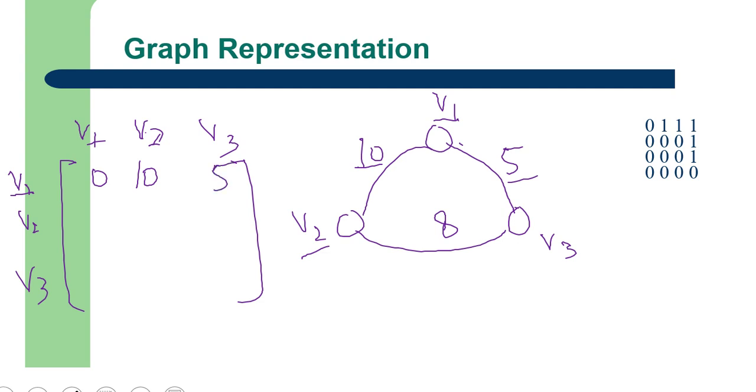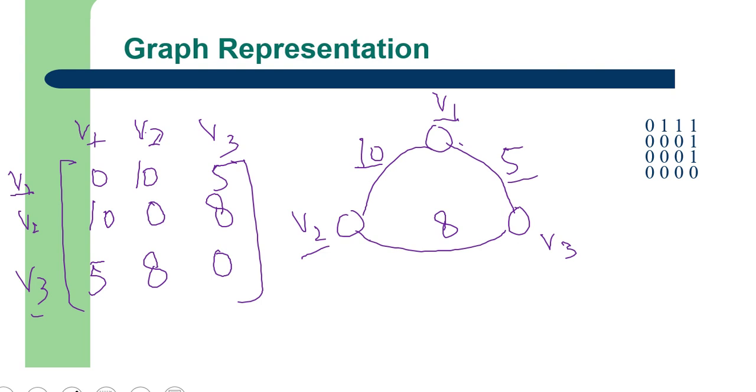From vertex v2 to vertex v1, the cost is 10, we will put here 10. From vertex v2 to vertex v2, the cost is 0. From vertex v2 to vertex v3, the cost is 8. From vertex v3 to vertex v1, the cost is 5. So we will put here a 5. From vertex v3 to vertex v2 the cost is 8. We will put here 8. From vertex v3 to vertex v3 the cost is 0. We will put here 0.